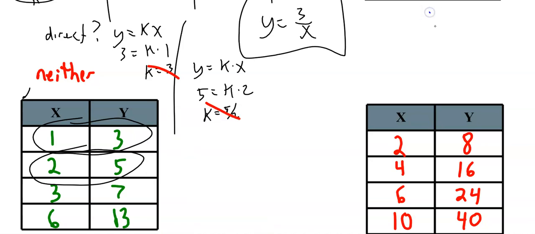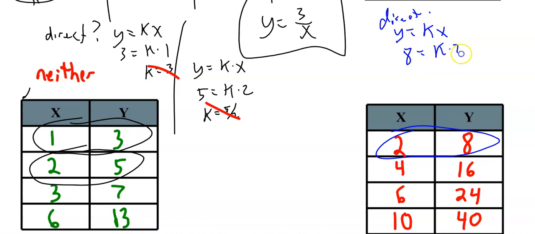And this one, it looks like x is increasing, y is increasing, so it might be direct. So y equals kx, let's just try. So we plug in maybe this first point, so we get 8 equals k times 2. So divide, you get k equals 4. Okay, let's plug in the second point, so we get 16 equals k times 4. Divide by 4, you get k equals 4. I'm hopeful this will work.